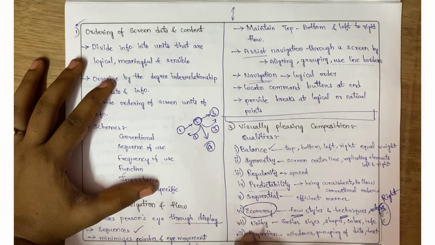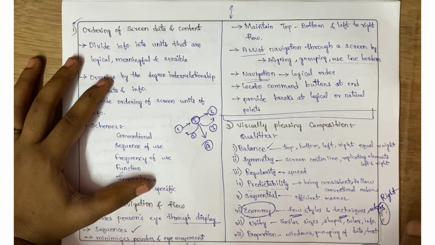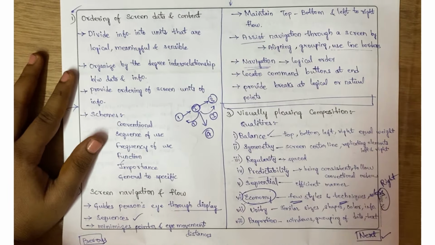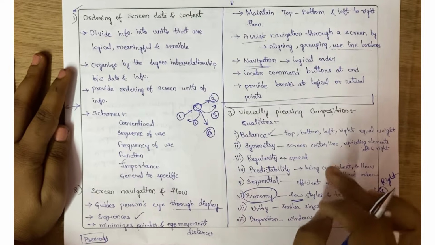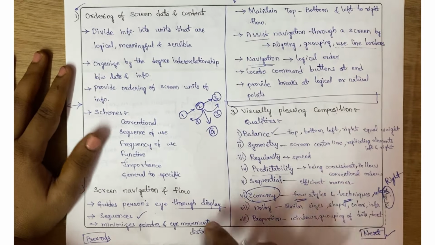Another one is unity. Unity is like you need to go with similar sizes, shapes, colors and all. Now I have taken this book. For every page they have taken this size, some box type. For every page they have followed this. So that is unity here.